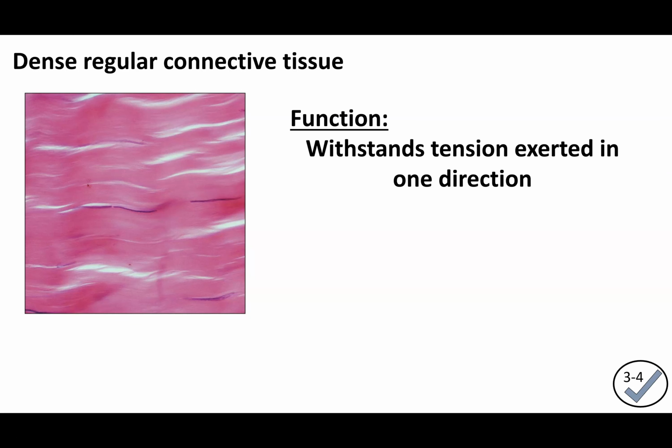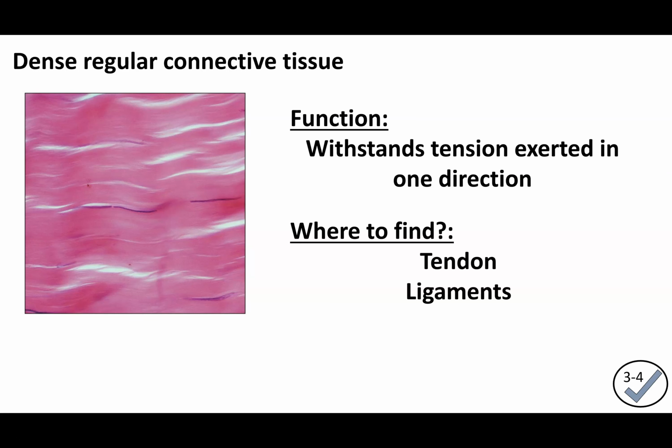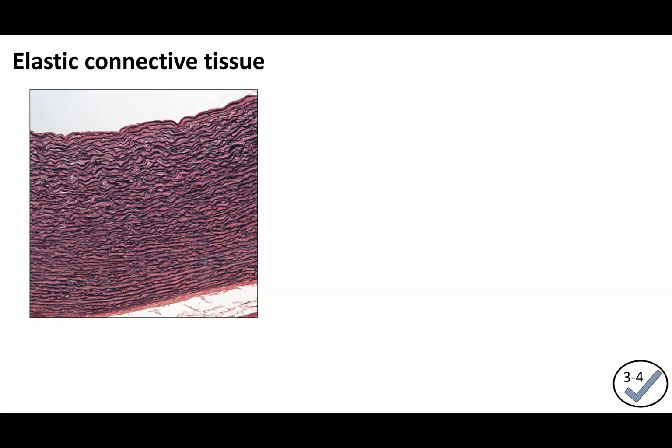So a place where we need tissue to withstand tension in one direction: tendons and ligaments. They are being pulled by muscles and bones in a very predictable pattern and direction. And so we'll see dense regular connective tissue in those places, in tendons and ligaments.